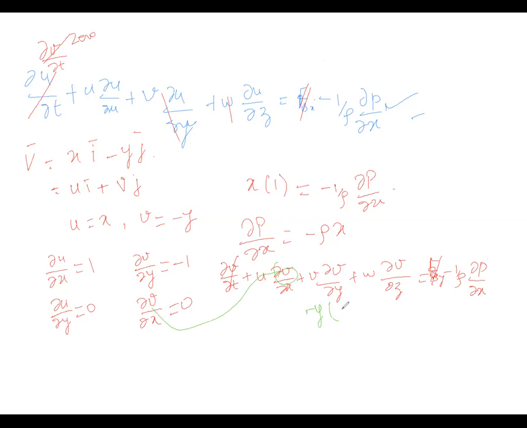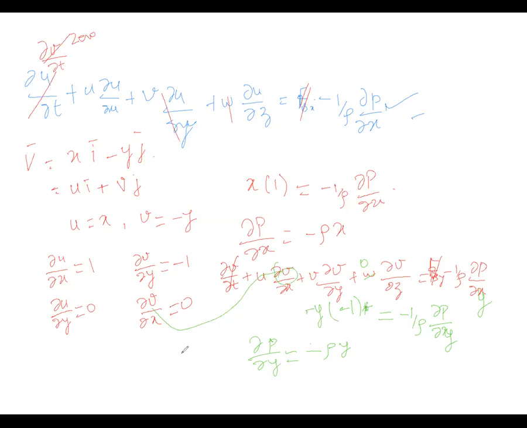Then ∂v/∂y equal to minus 1. This quantity is already 0. So that's equal to minus 1 by rho ∂p/∂y. So ∂p/∂y equal to minus into minus plus. Then here you have a 1 minus. So minus rho y.